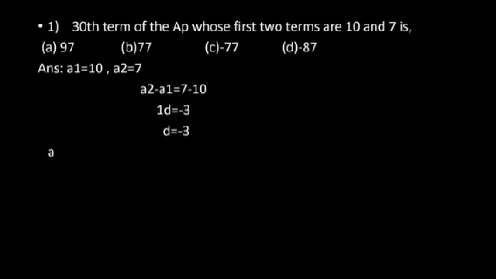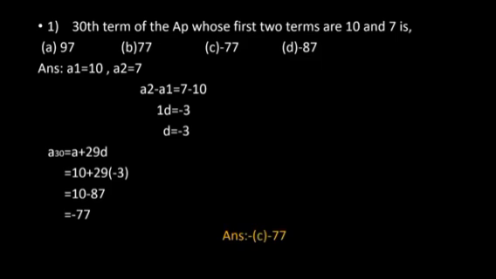Now we will find out A30. A30 is equal to A plus 29D. We can write it like this. That is equal to 10, because A value we have 10, plus 29, D value we have minus 3. We will substitute now. 29 into 3 we will get 87. Plus into minus we will get minus. So minus 87. Now by subtracting we will get minus 77 as the answer. So therefore the correct answer is C, minus 77.